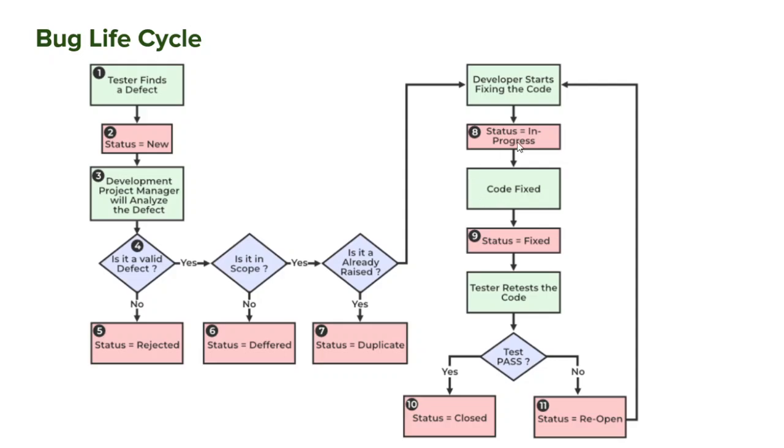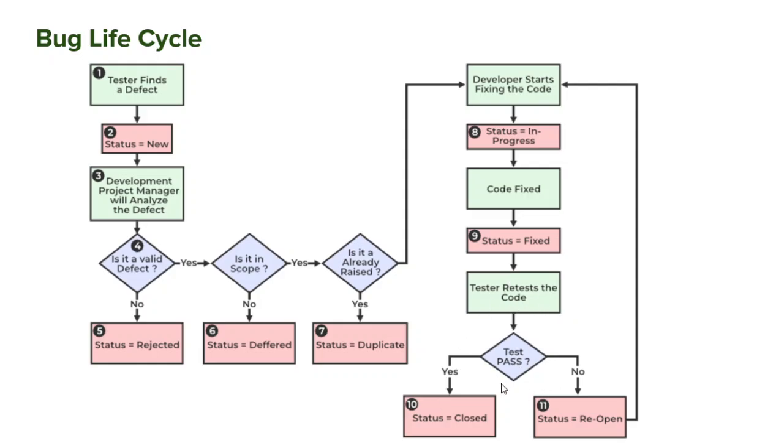Once the developer completes the code changes, that means the code is fixed. So the developer will make the status of that issue as fixed. The developer will provide that issue to the tester now. So what will the tester do? The tester will retest that code one more time just to verify whether that issue is actually fixed or not. If the test case passes, then the tester will close that issue.